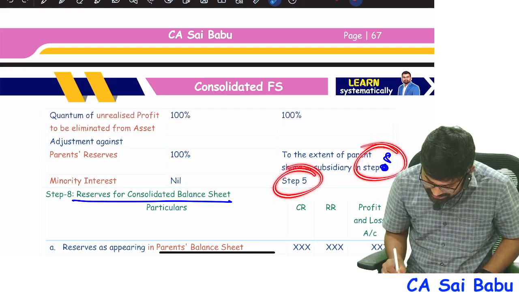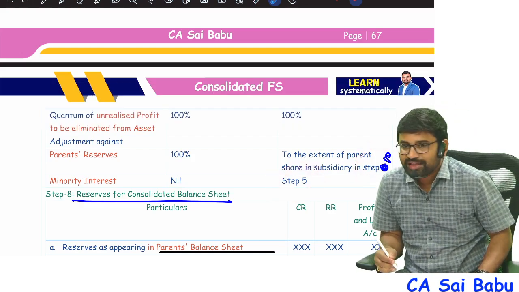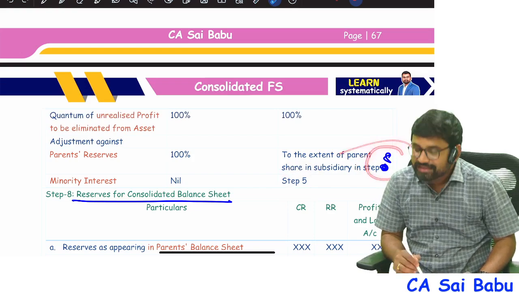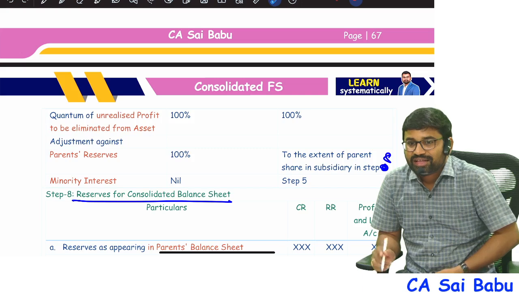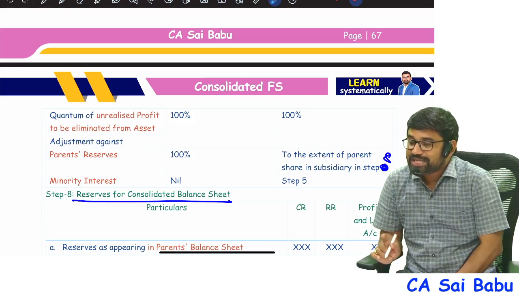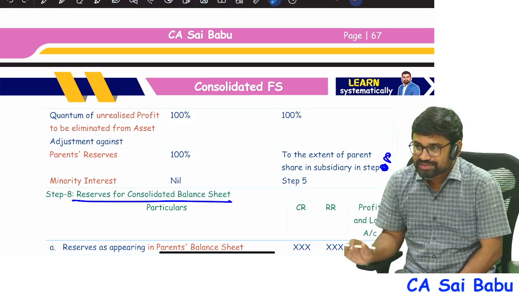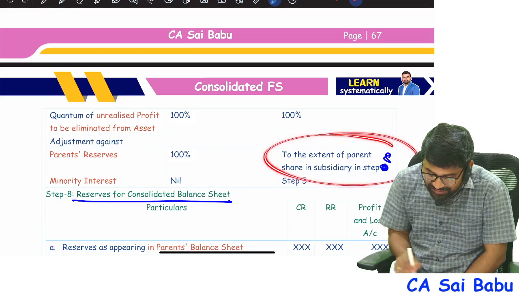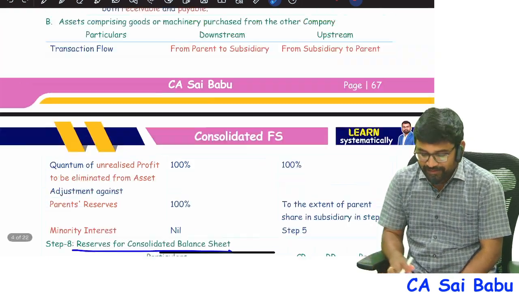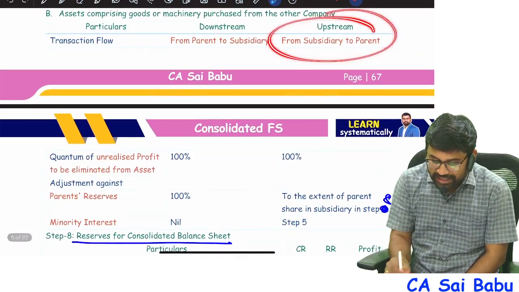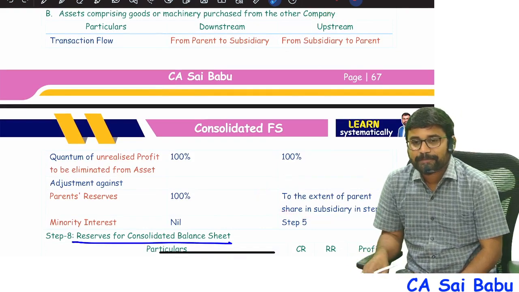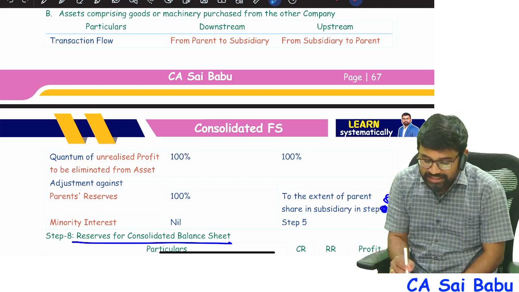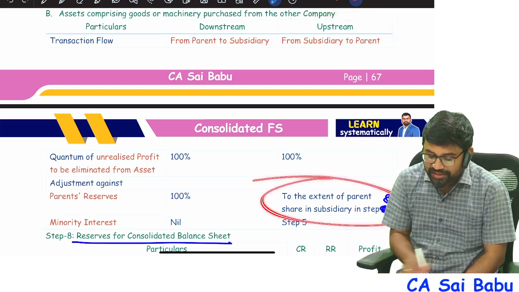Sir, what is this step 8? Step 5 you understood? What is this step 8? Tell me. In consolidated reserves, basically first we start with parent company reserves. To that parent company reserves, we will adjust. Why will we adjust? Tell me. In case of upstream transaction, why are parent company reserves adjusted?